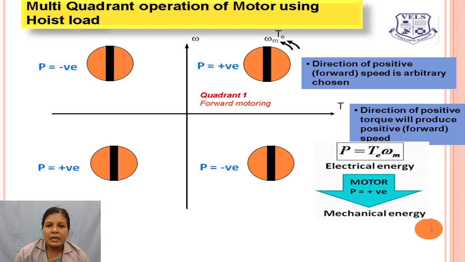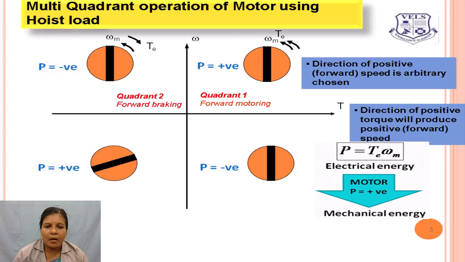Quadrant 2 is forward braking, where the drive is again involved in upward movement. The speed of the motor is positive, and the electromagnetic torque is negative here. So what happens? P is equal to T into omega m. Since the speed is positive but the torque is negative, the power developed by the motor is negative. That is nothing but braking operation.